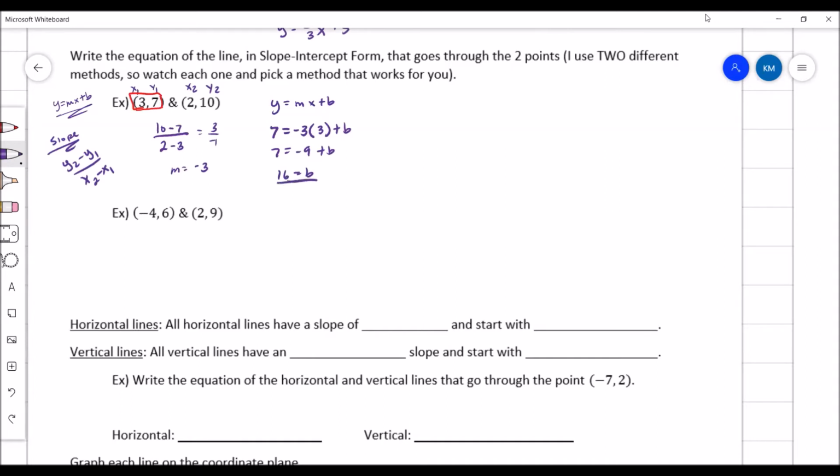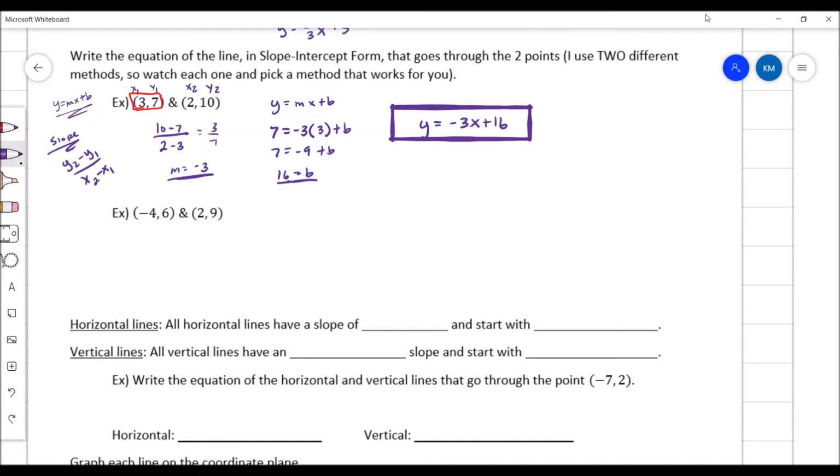So for slope-intercept form, I need the slope and the intercept. I just solved for the intercept, and we used the slope formula to find our slope. And so my final answer should be y equals -3x plus 16.